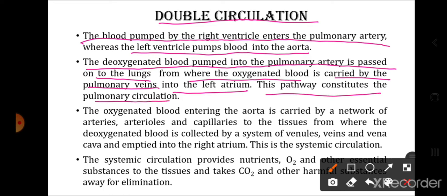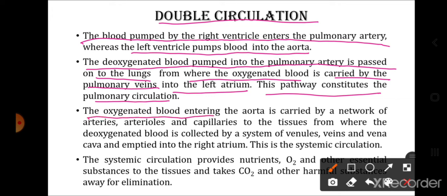So from the right ventricle, the deoxygenated blood is passed through the pulmonary arteries into the lungs. Lungs में blood का oxygenation होगा. Now lungs में से pulmonary veins arise होती है, which carry the oxygenated blood into the left auricle. This pathway is called the pulmonary circulation.